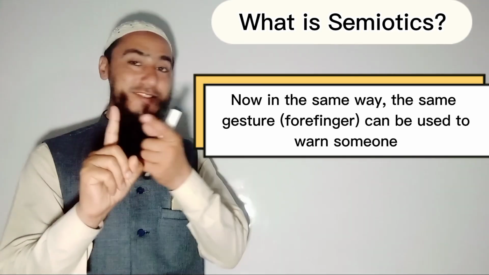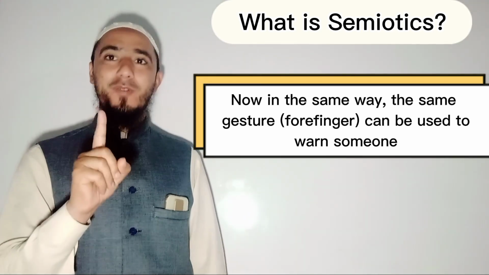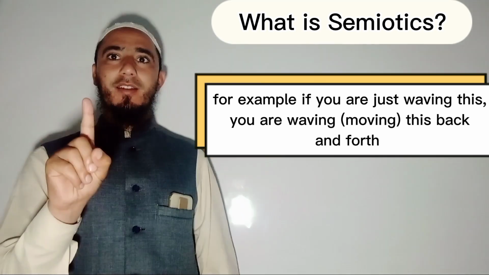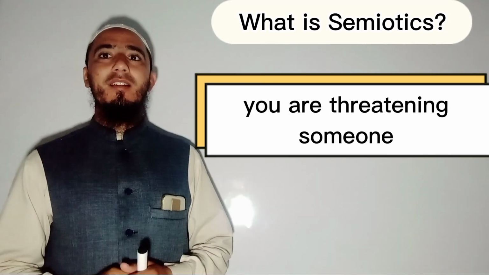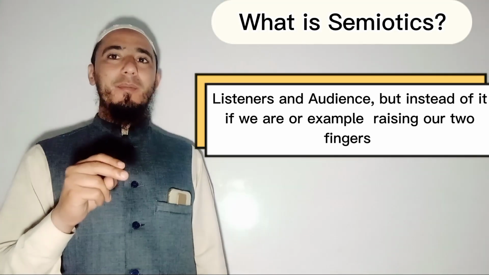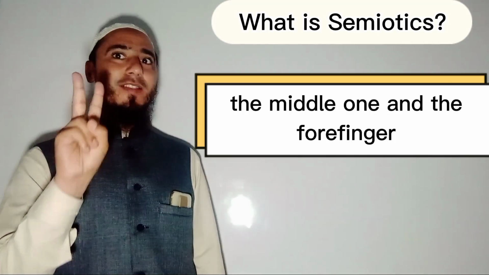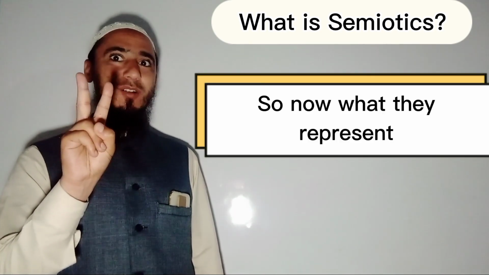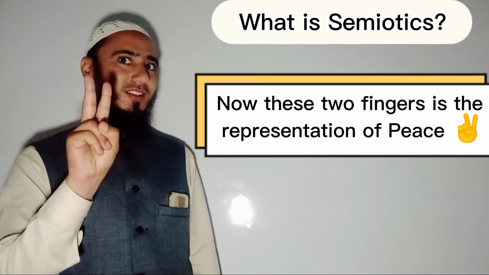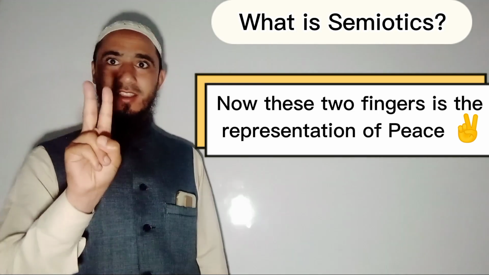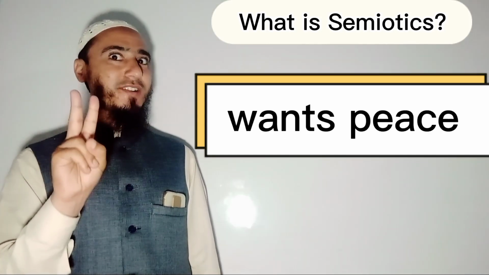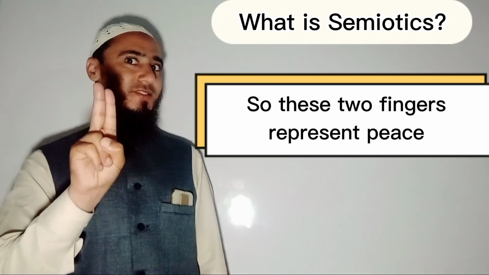Now, in the same way, the same gesture can be used to warn someone. For example, if you are just waving this back and forth, it means you are warning someone, you are threatening someone. Listeners and audience, but instead of it, if we are, for example, raising our two fingers, the middle one and the forefinger, so now what do they represent? Now these two fingers are the representation of peace. It means anyone you see who has raised two fingers is representing peace, wants peace. So these two fingers represent peace.